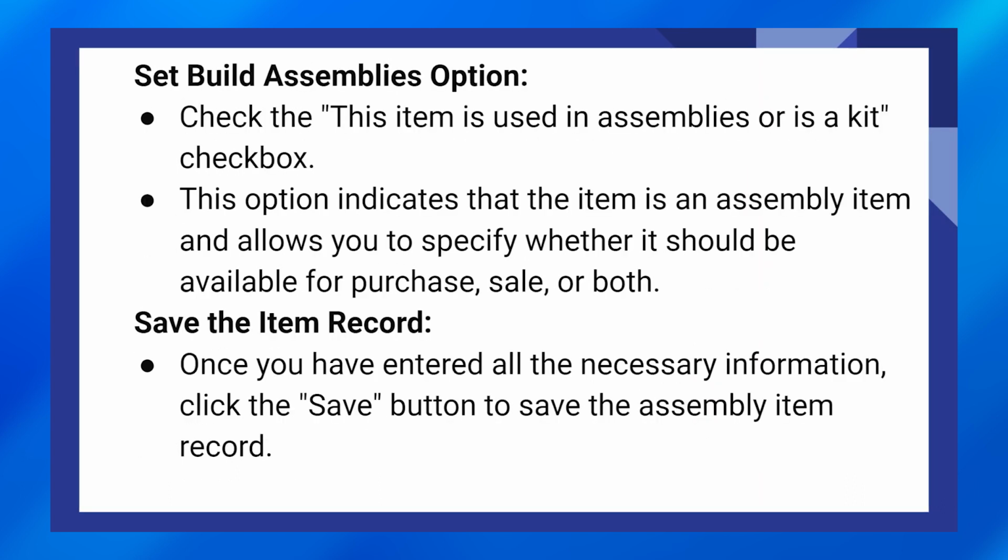Check that this item is used in assemblies or in a kit checkbox. This option indicates that the item is an assembly item and allows you to specify whether it should be available for purchase, sale, or both. Once you have entered all the necessary information, click the Save button to save the assembly item record.